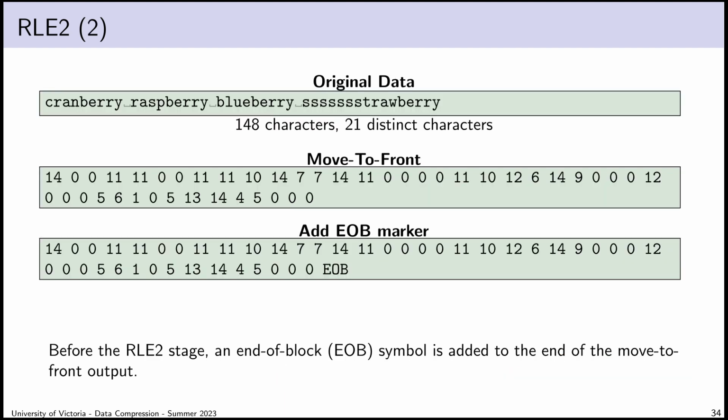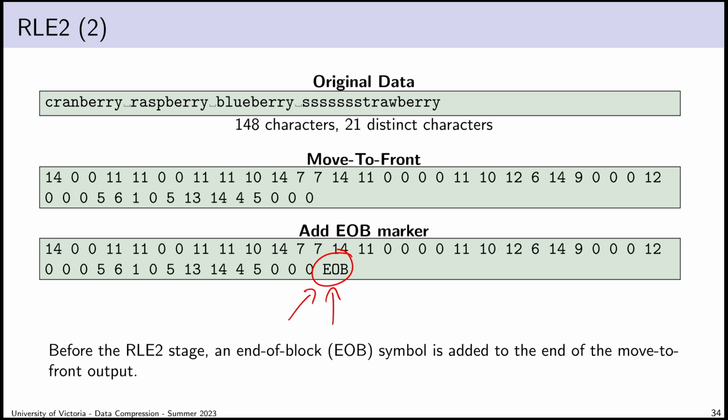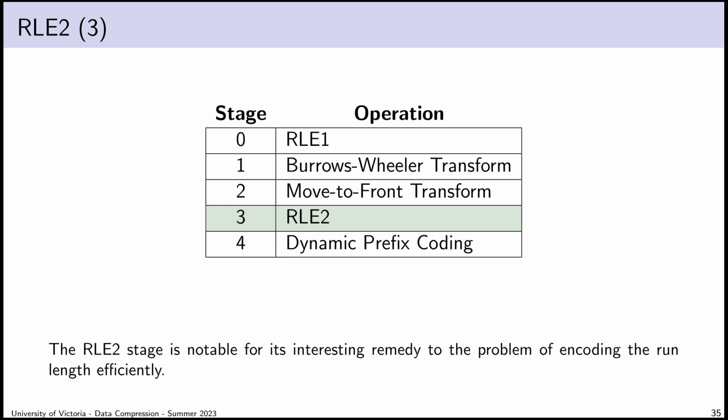Before we do the RLE2 stage, we add an end of block marker, as we did with deflate, so that we can see the end of the block. The EOB marker will end up having to receive its own prefix code, of course, later, just like in deflate. And so maybe this is a feature that becomes sort of universal. A lot of compression schemes have to use an end of block marker. So the RLE2 stage is sort of neat.